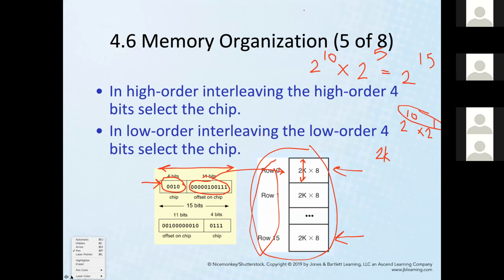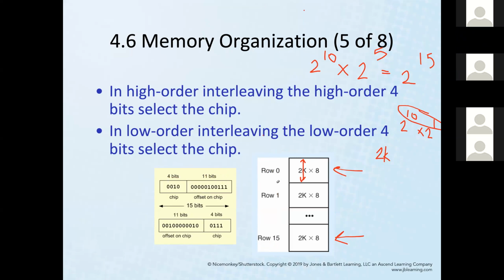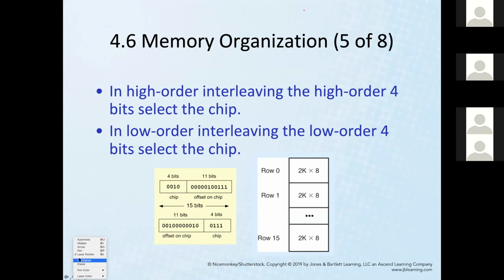Let me just erase this. Okay, so let's go back to the slide and choose a pen. So in low order interleaving, we use the low order 4 bits to select one of the memory banks, and we use the other 11 bits to select the offset of the memory location. Okay, so any question?